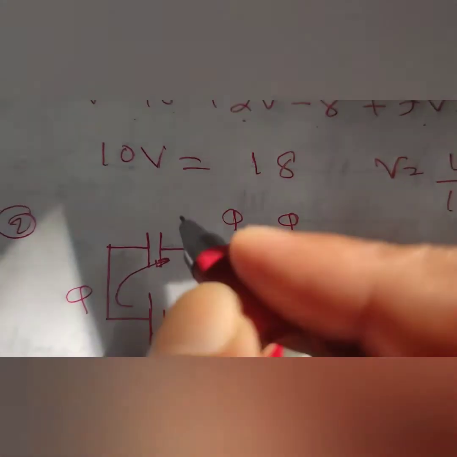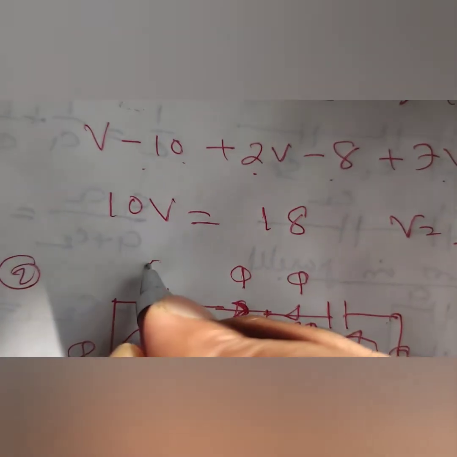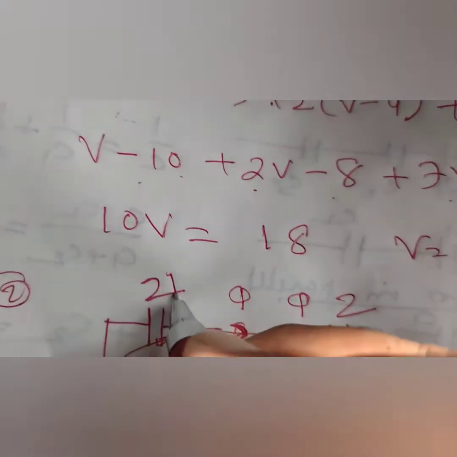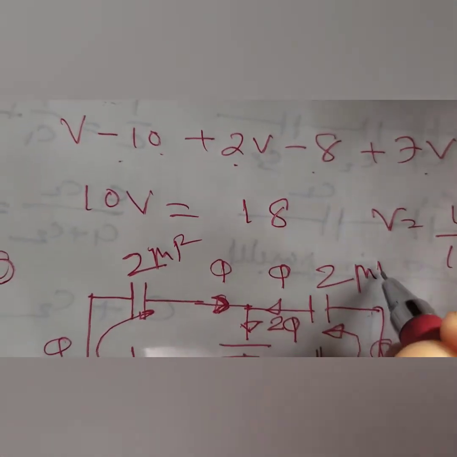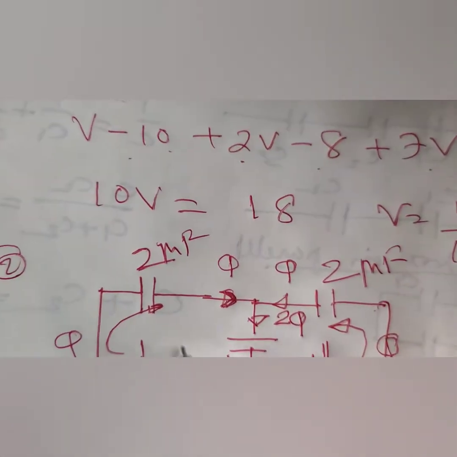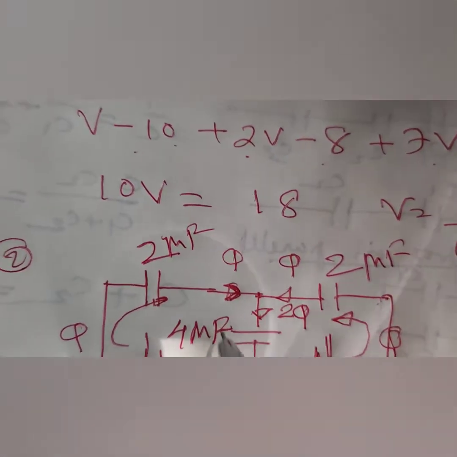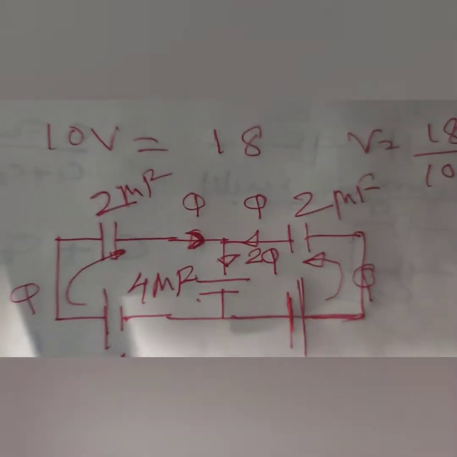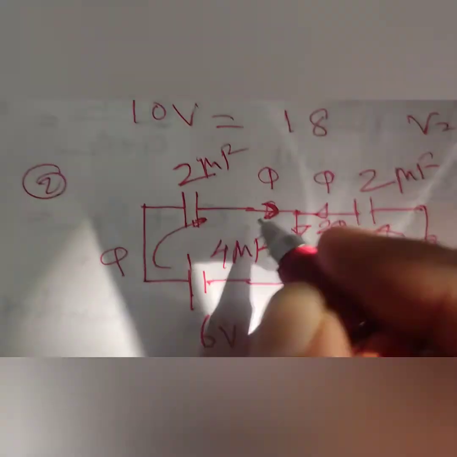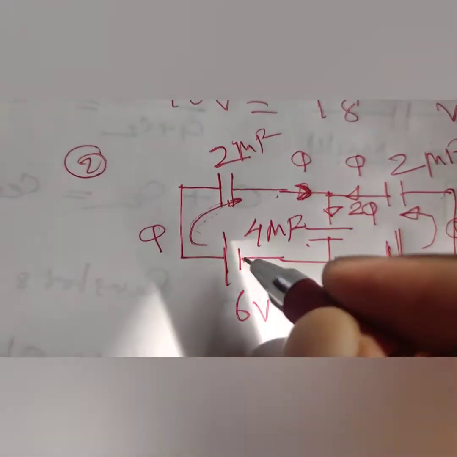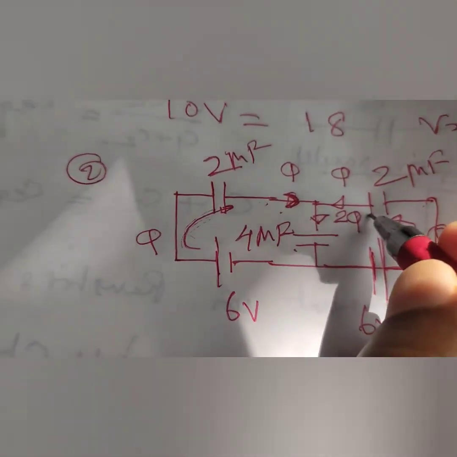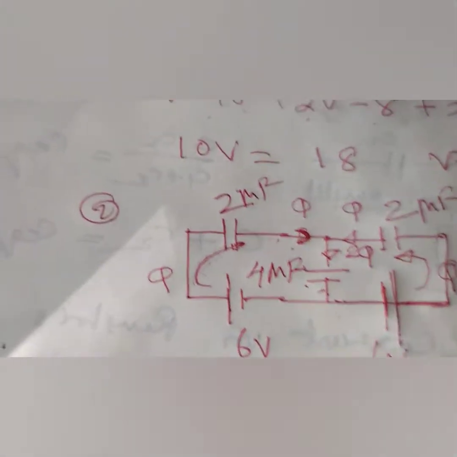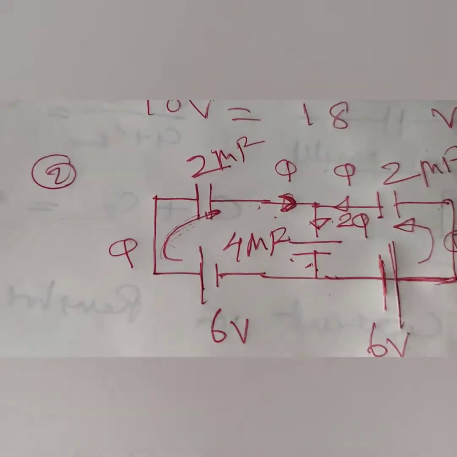We take the circuit here, and let us take this as 2 microfarad, this is 2 microfarad, and this is 4 microfarad. Microfarad means into 10 raised to minus 6. Now the circuit becomes like this. The capacitors are charged from this side and from this side, and this side takes 2 times the charge for charging this capacitor. Now we can write the equation.